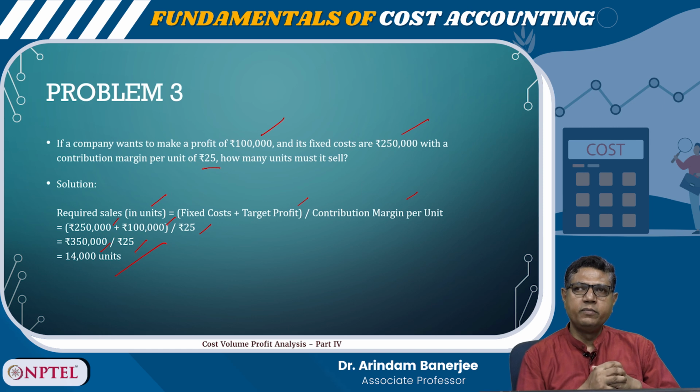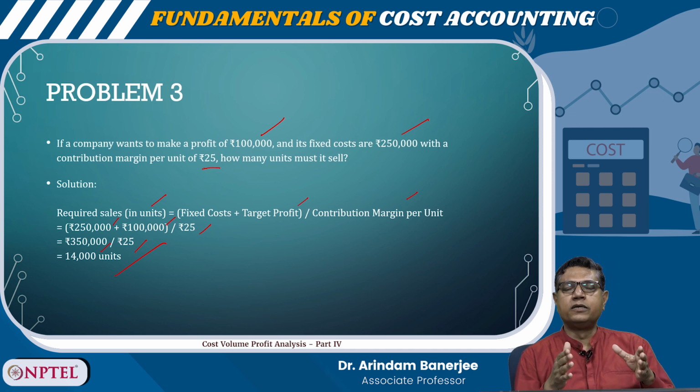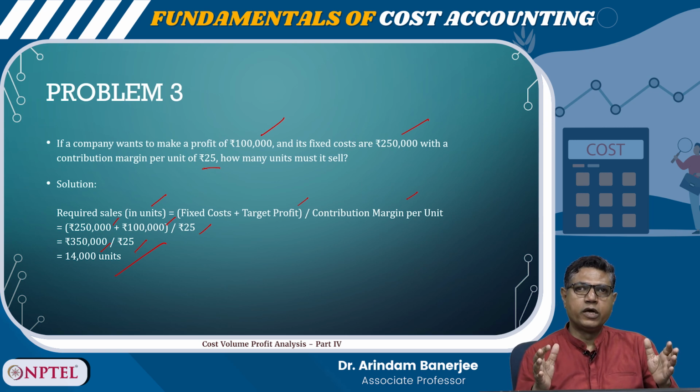Now, if you remember, we discussed in the previous session that in marginal costing we divide the total cost into two parts: the variable cost and the fixed cost. Variable cost is that part of total cost which varies with the level of sales, within a given time frame and within a given level of production.